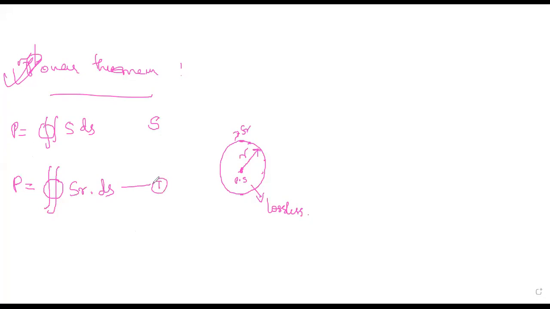Now here dS is a very small incremental area of a spherical coordinate system. P is the power radiated, which is in watt. SR is the radial component of the Poynting vector, which is in watt per meter square. So now you have to write what is dS.